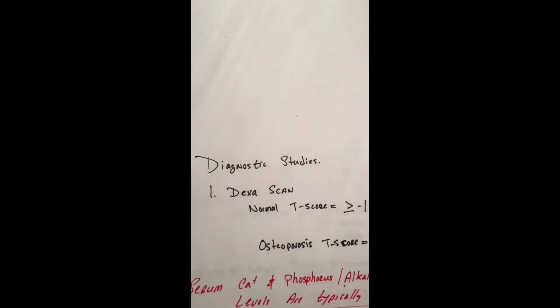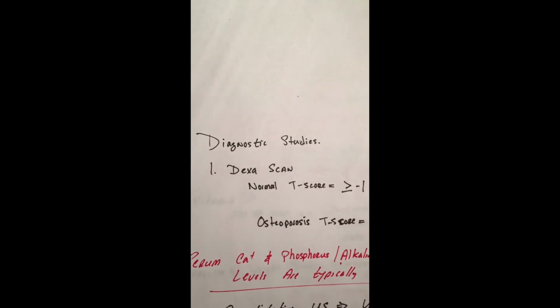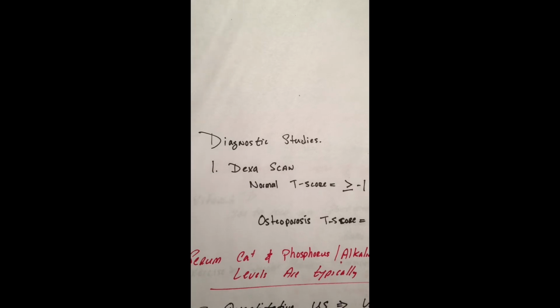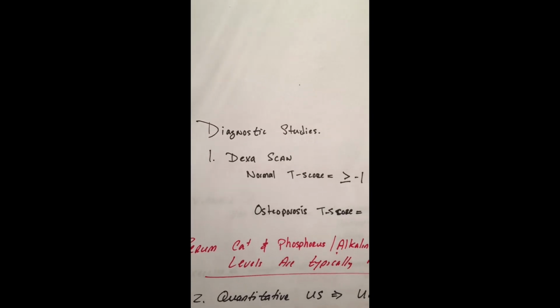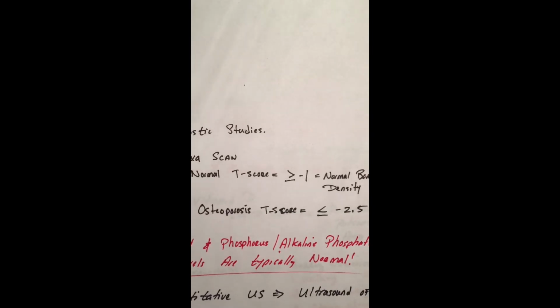Now, what are some diagnostic studies that you need to know for the NCLEX exam? The number one thing that you must remember for the NCLEX exam, as far as diagnostic studies go, is the DEXA scan. Now, you can do x-rays and you can even do lab work. But typically, if you look at serum calcium, serum phosphorus, or the alkaline phosphatase levels, you will notice that these levels are normal. They're not going to be elevated.